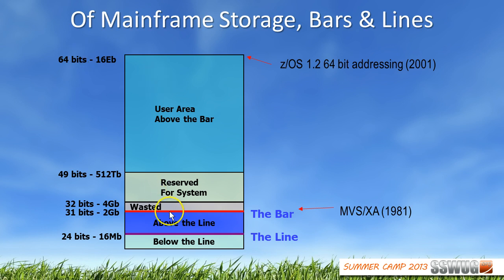So what we want to do is take this constrained area from below the line to the bar and move it above the bar. Being able to do that frees up resources below the bar where some things still have to be because of the way they're coded. Now again, this isn't to scale. This is just a very high level drawing to explain what I meant by above the bar.